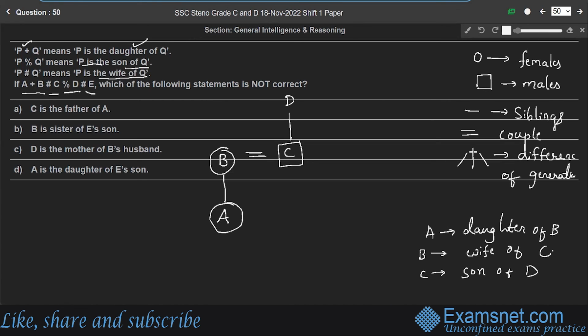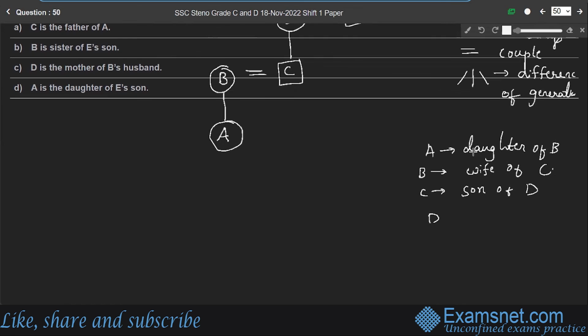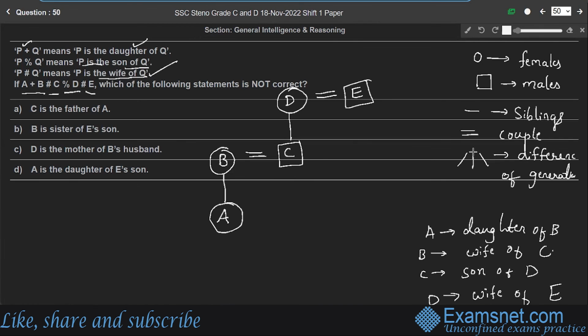Next, D hash E means the first person is wife of the second person. Therefore, D is female, wife of E, and E is a male. Now the question is, which of the following statements is not correct? The first one, C is the father of A. Yes, C's wife is B and their daughter is A. Therefore, C is the father of A, which is correct.